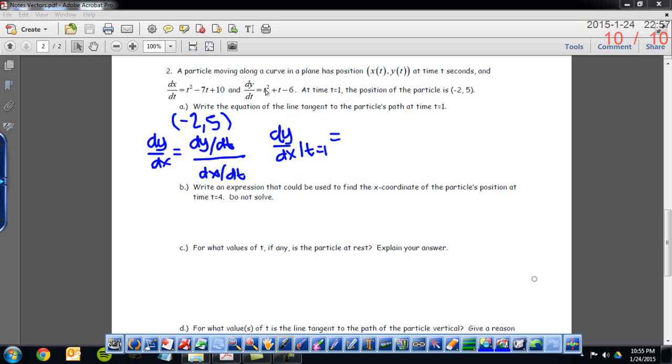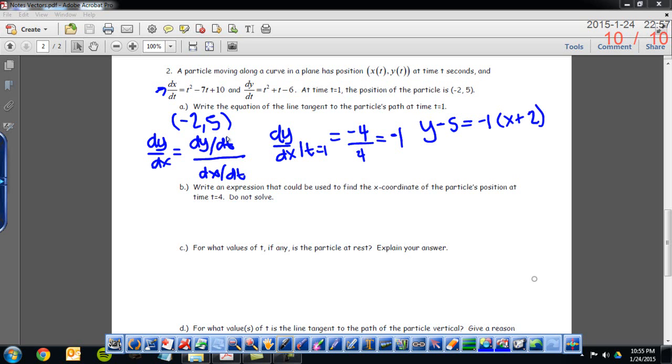So when I plug 1 into dy/dt, I get negative 4. And when you plug 1 into dx/dt, we get positive 4. So dy/dx is equal to negative 1, or our slope is equal to negative 1. So now we can write the equation of our tangent line: y minus 5 equals negative 1 times x plus 2. And we're done.